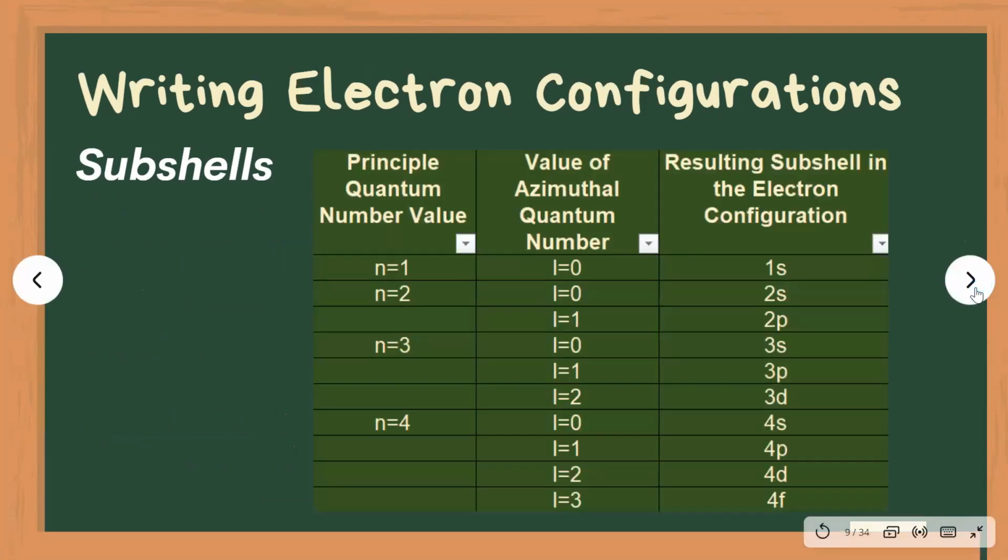So this is a table where we can see the principal quantum number value, the value of the azimuthal quantum number, and the resulting subshell in the electron configuration. Let's say, for example, you have n equal to 4. The values for the azimuthal quantum number are 0, 1, 2, and 3, and their resulting subshells in the electron configuration would be 4s, 4p, 4d, and 4f.